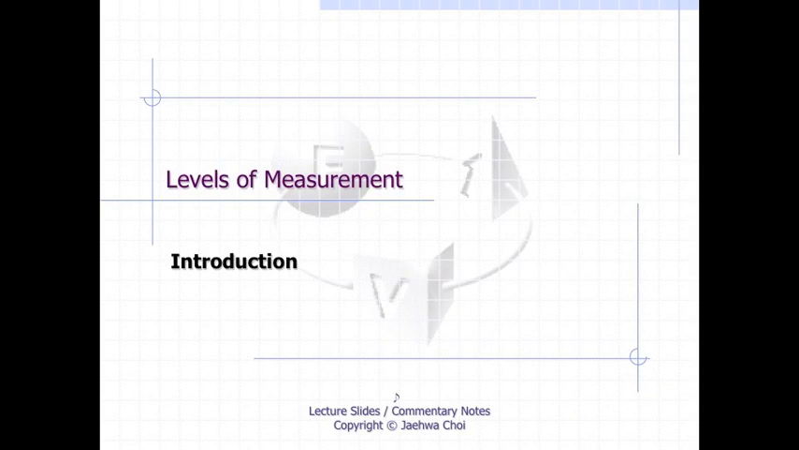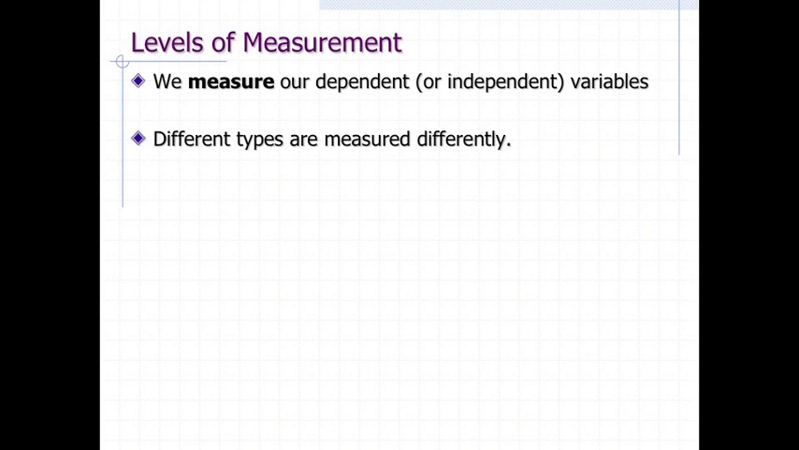Levels of measurement. Before we can conduct a statistical analysis, we need to measure our dependent variables. Exactly how the measurement is carried out depends on the type of variable involved in the analysis. Different types are measured differently.